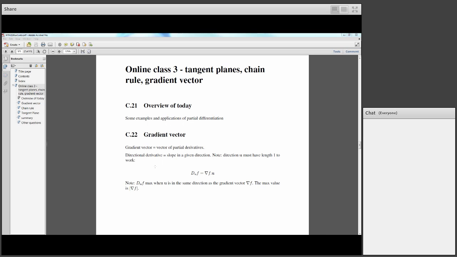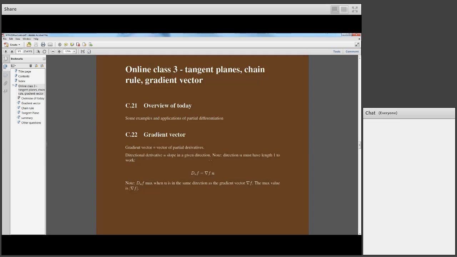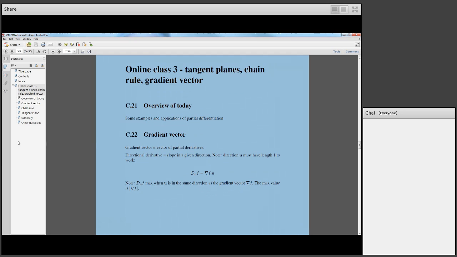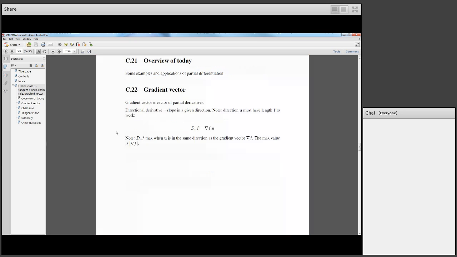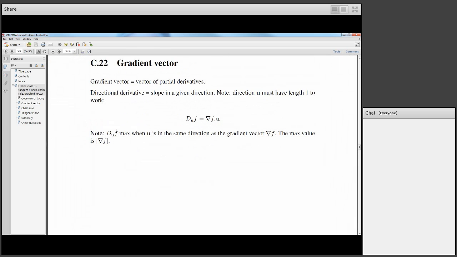So looking at partial differentiation, it pretty much is the differentiation you do when you've got more than one variable. So there are different aspects to it.